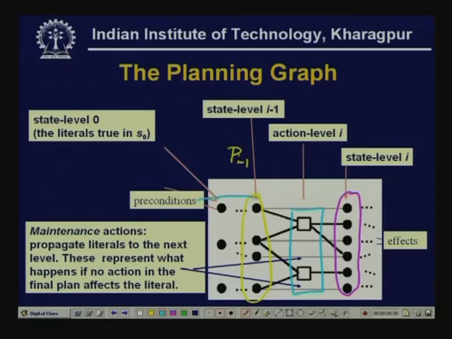These are precondition edges. So, this is an action. This action has this and this as the precondition. This action has this and this as the precondition, and these are the effect edges. So, these three are the effect edges and these are the precondition edges, and these gray lines correspond to maintenance actions, that is, this proposition is carried over to the next state if an action does not affect that proposition.